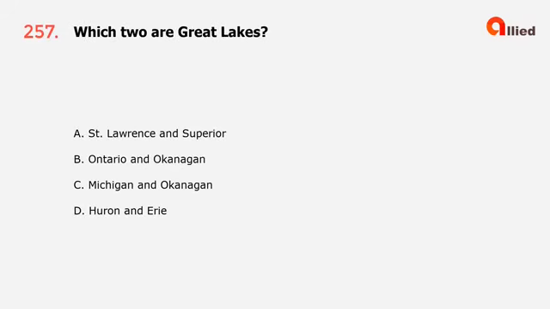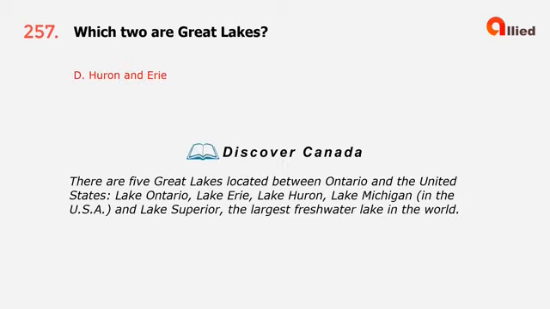Question 257. Which two are Great Lakes? A. St. Lawrence and Superior. B. Ontario and Okanagan. C. Michigan and Okanagan. D. Huron and Erie. The answer is D. Huron and Erie.